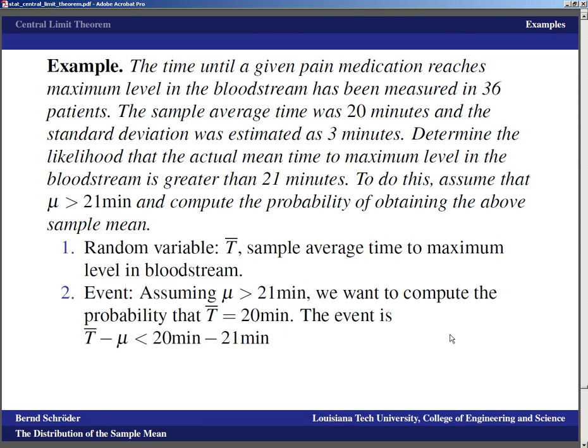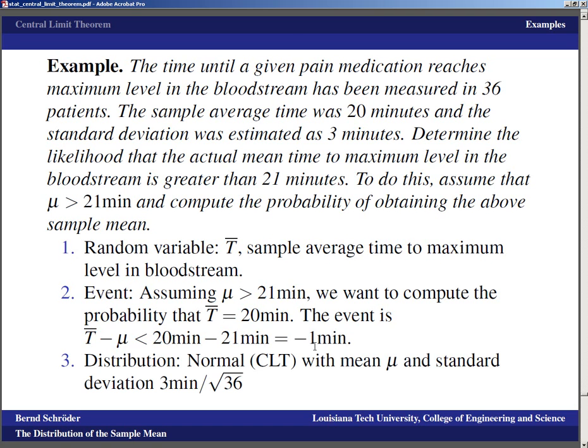And the event then is that t bar minus mu is smaller than 20 minutes minus 21 minutes, which is -1 minute. And the distribution is normal. We're assuming the central limit theorem applies, with mean mu and standard deviation 3 minutes over root 36. I think I used those numbers to make sure that I get pretty numbers here. And that's 1/2 minute, of course. And the probability is to be determined.